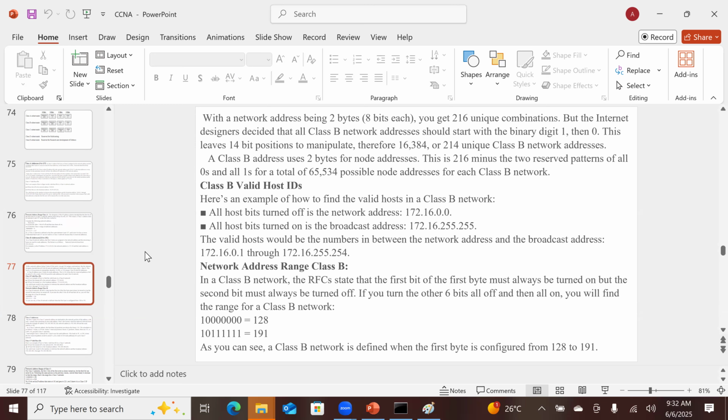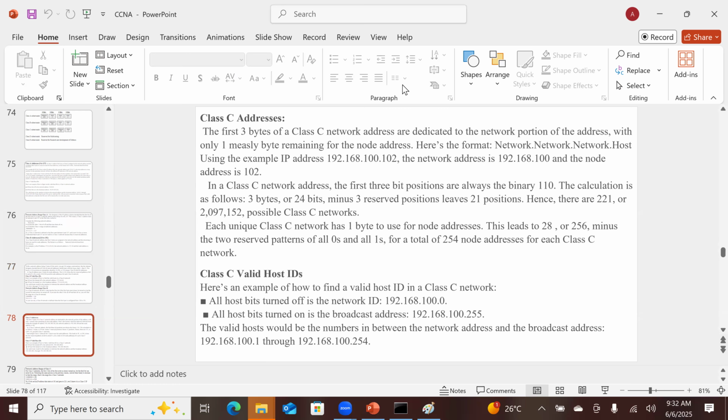This is about class B. And next we have class C. Here the first 3 bytes of a class C network address are dedicated to the network portion of the address, with only one byte remaining for the node address. Then the format will be network.network.network.host. What is the default subnet mask of this one?